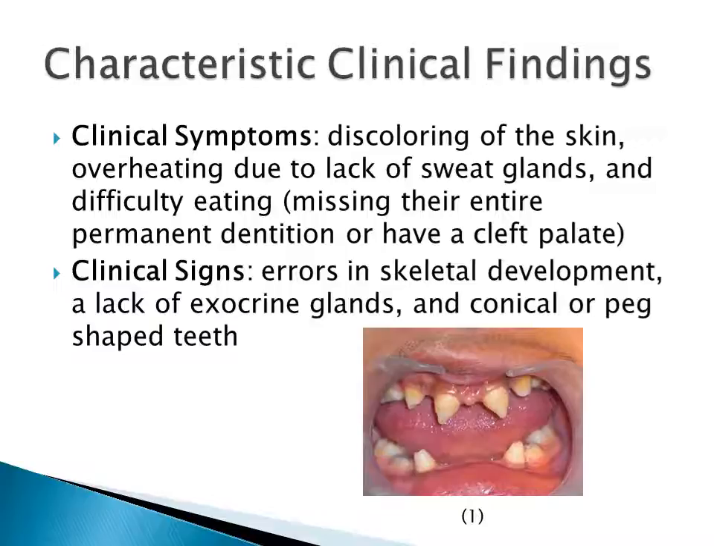Characteristic clinical findings. Clinical symptoms: discoloring of the skin, overheating due to lack of sweat glands, and difficulty eating due to missing dentition or a cleft palate. Clinical signs: errors in skeletal development or a lack of exocrine glands or conical or peg-shaped teeth. Here you can see the peg-shaped teeth down at the bottom.